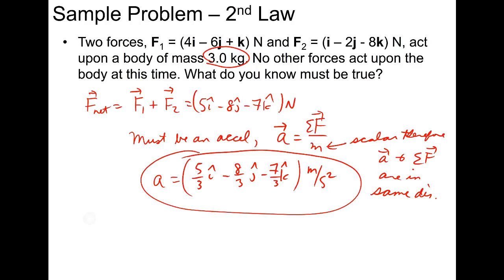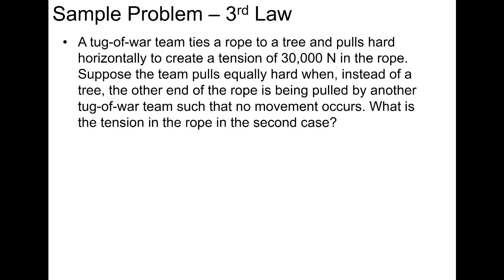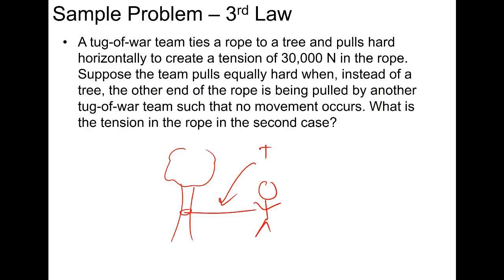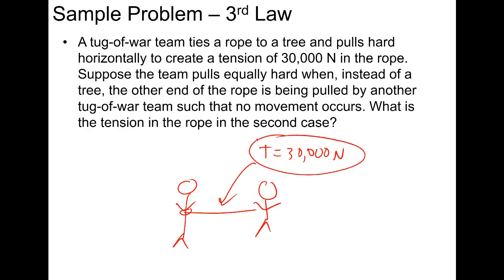Okay, so we'll do one more example problem. And this is the third law. A tug-of-war team ties a rope to a tree and pulls hard horizontally. We'll represent the team with just one big person to create a tension of 30,000 newtons in the rope. Suppose the team pulls equally hard when, instead of a tree, the other end of the rope is being pulled by another tug-of-war team, such that no movement occurs. What is the tension in the rope in the second case? Well, it's just still going to be 30,000 newtons.